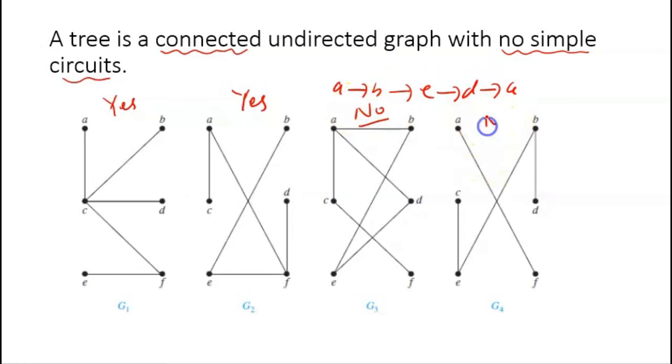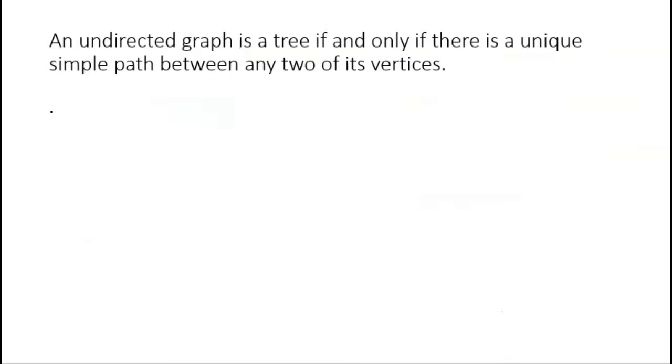And this graph is not a tree because this is not even connected. You can't move from A to D. There is no simple path between A to D. So this is not a tree.